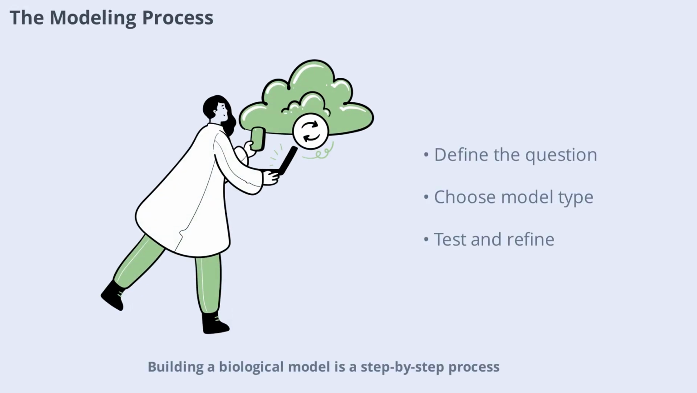Building a biological model is a step-by-step process. It starts with defining the question and identifying the key components of the system. Next, scientists choose the type of model and gather data to inform its structure. The model is then constructed, tested, and refined based on how well it matches real-world observations. This iterative process ensures that models remain accurate and useful as new data becomes available.